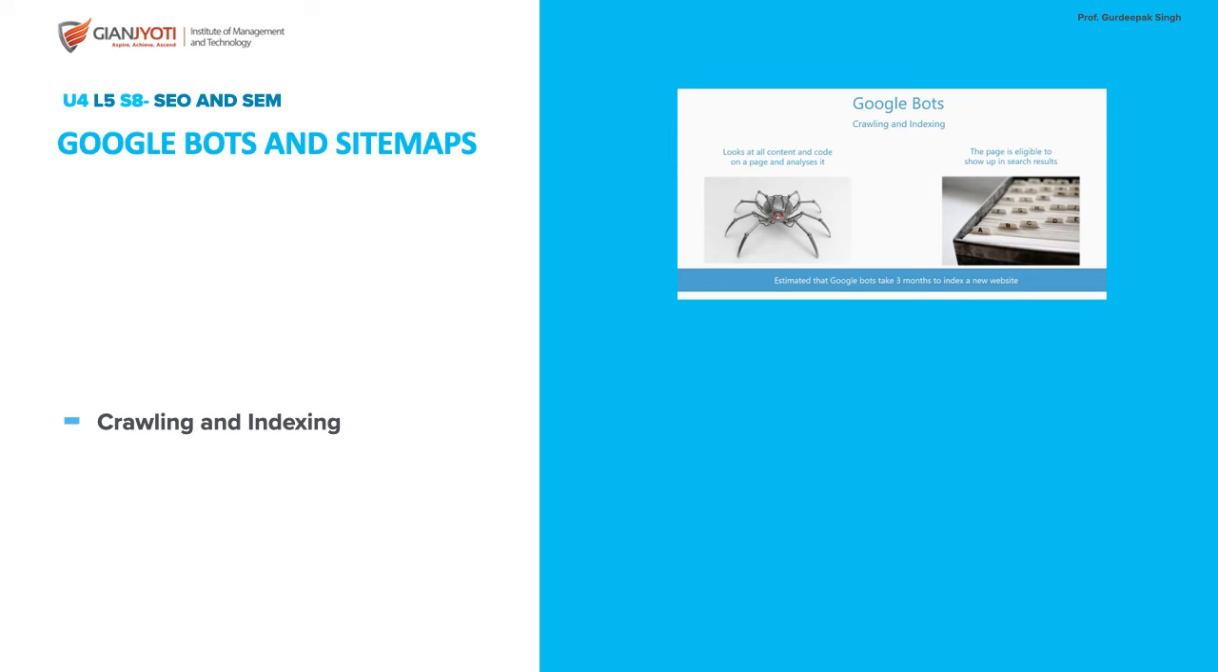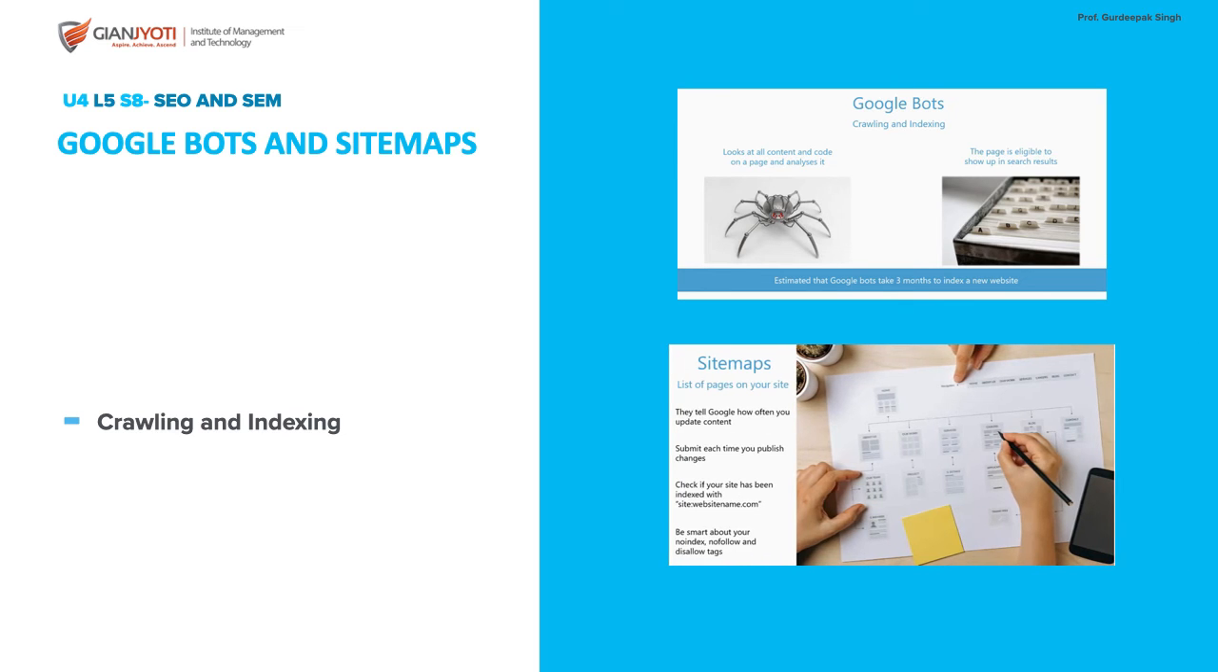Now, for example, I have put up a new website. So this is a new website which I put up. The rough estimation is that Google bots take around 3 months to index a new website. So it takes around 3 months. So it's not a very fast process if you think.